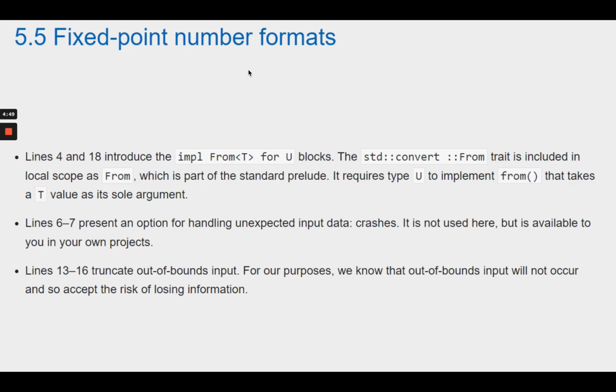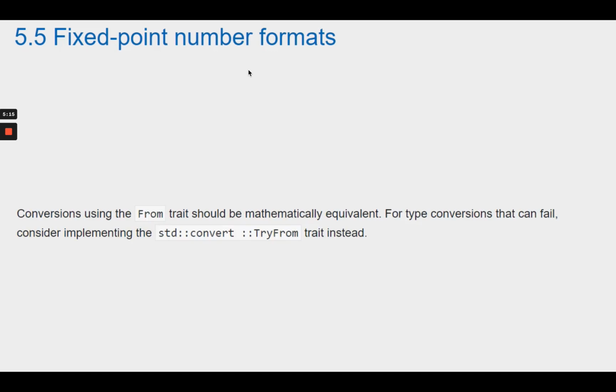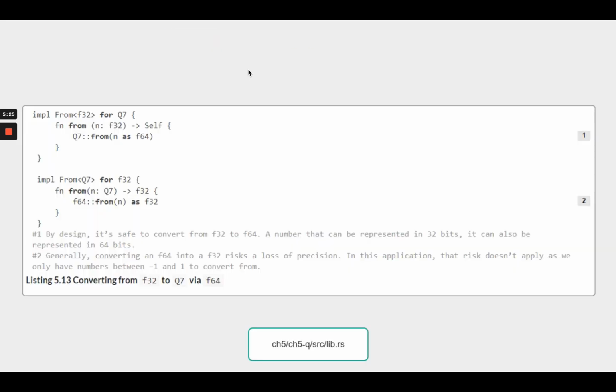Lines 6 through 7 present an option for handling unexpected input data: crashes. It is not used here, but is available to you in your own projects. Lines 13 through 16 truncate out-of-bounds input. For our purposes, we know that out-of-bounds input will not occur, and so accept the risk of losing information. Tip: conversions using the From trait should be mathematically equivalent. For typed conversions that can fail, consider implementing the std::convert::TryFrom trait instead.